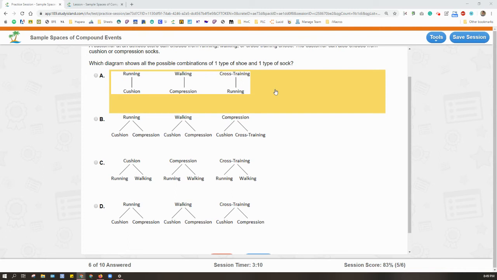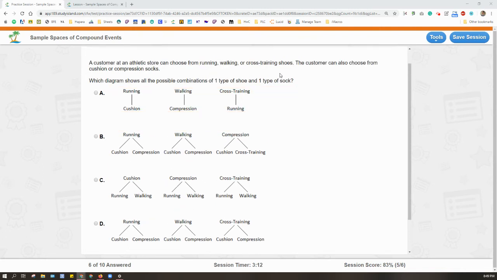Each of these below shows 3 trees, so each tree better start with running, walking, or cross-training. The first one does, but each of those only has 1 branch. Running only has cushion. What about running with a compression sock? And walking only has compression. What about walking with a cushion sock? And then this tree over here is all wrong. It's got cross-training and running. That's 2 different types of shoes. We don't have both of those at the same time, so A is completely wrong.